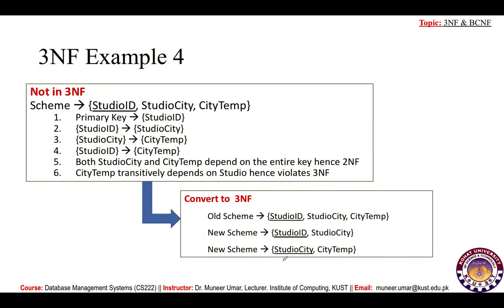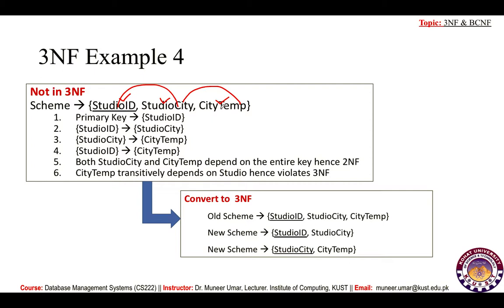Then example number 4, we have a table having studio ID, studio city, and city temperature. So if we know the studio ID, then we can get the city of that studio. So studio ID is determining the studio city. If we need the temperature of a city, then definitely we must know that city too. So if we know the studio city, then we can get its temperature. So the studio city is determining the city temperature.